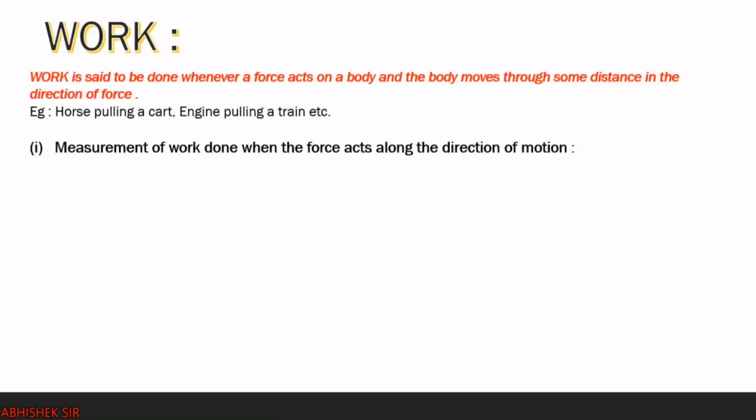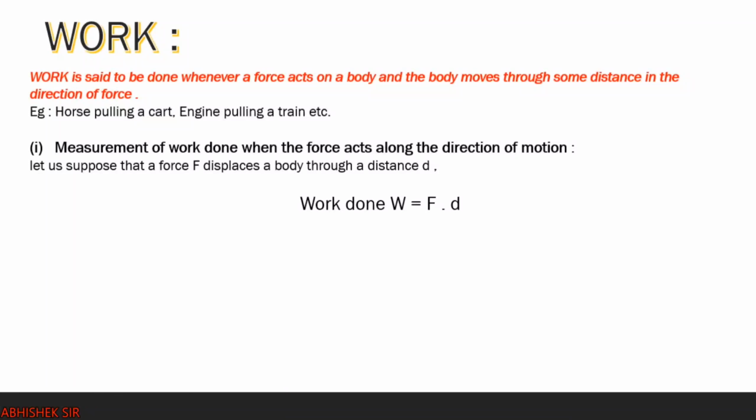Now, measurement of work done when the force acts along the direction of motion. Suppose motion is in the east direction and force is also in the east direction. Let us suppose that force F displaces a body through distance D. So what shall be the work done? W equals F dot D. Simple, right? No angle is involved because force and displacement are both in the same direction.